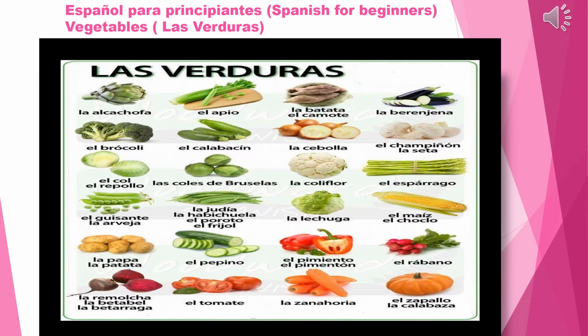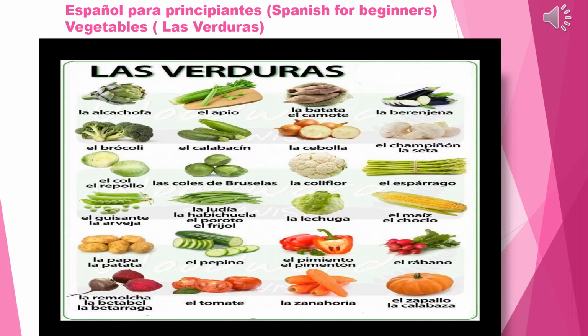So el guisante, la arveja is pea, the pea. Repeat after me. El guisante, la arveja, el guisante, la arveja. Okay, then we come to la judía.